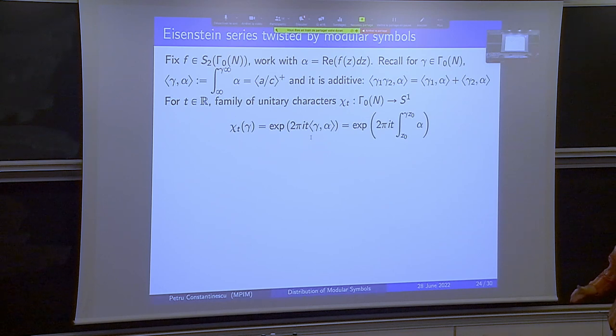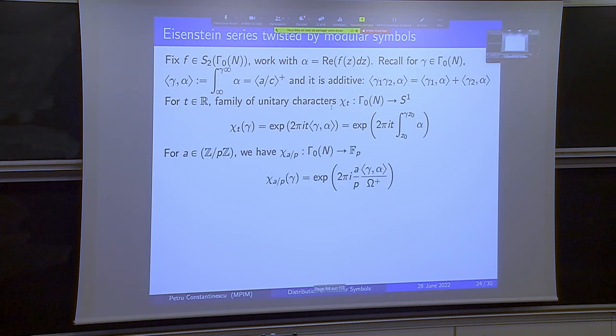And actually, because of the Eichler-Shimura isomorphism, all characters will be given of this type. So there's some duality here. Or if you want to look at the distribution mod P, we look at a different type of character. We fix a class A mod P, and I define the character given by this. Remember, this omega plus here is the renormalization that makes the modular symbols integers. So we can think of this as a character to F_P.